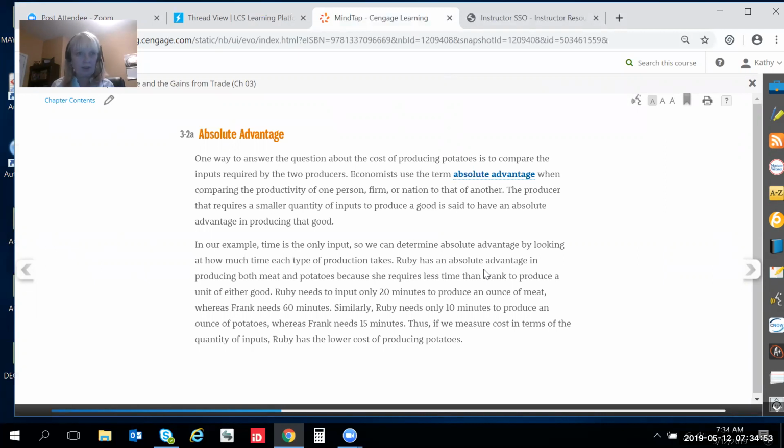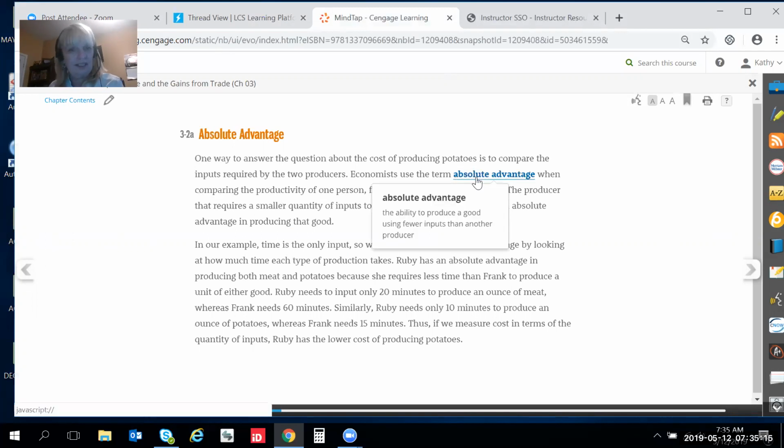Am I going to tell you what these things are? No. The information is so easily available right here in your textbook. So let me show you where to find it. Right here, I'm in section 3.2a, and it's a discussion of absolute advantage. You'll notice as you go along in your textbook that some words are in bold print, and when you click on them, look, it's a full definition of that word.